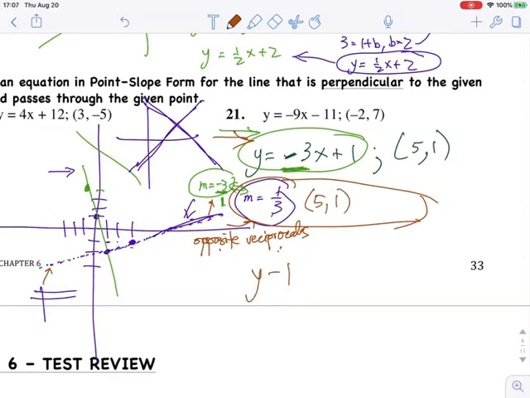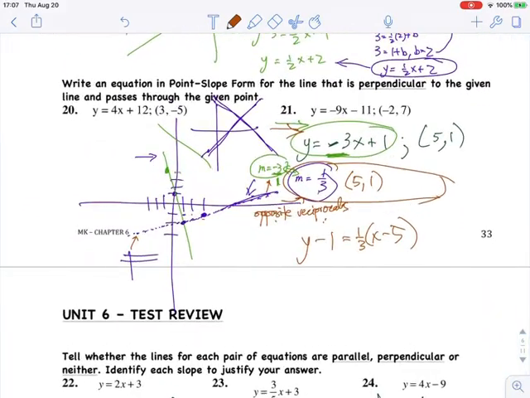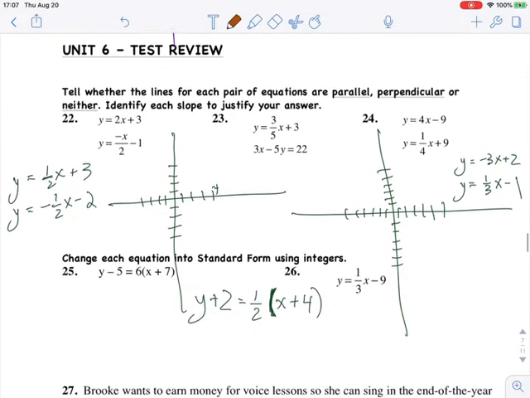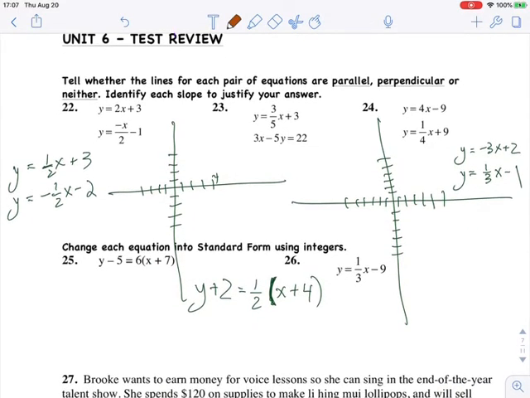And we just apply our point slope formula. y - 1 = 1/3(x - 5). And since they don't want it in slope intercept form, you just leave it in point slope form and call it a day. Okay, bing bang boom, and Bob's your uncle.